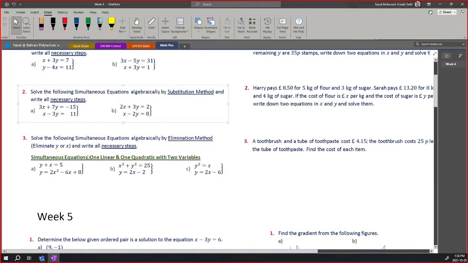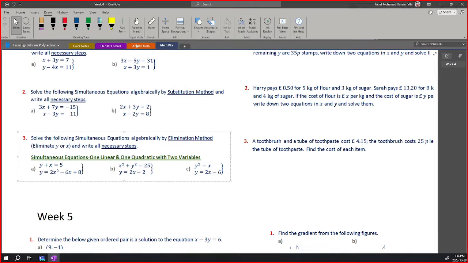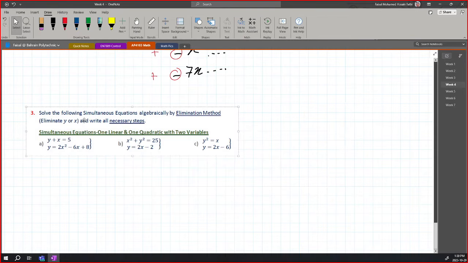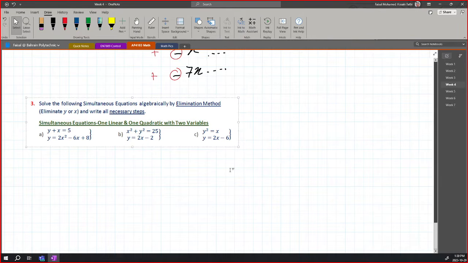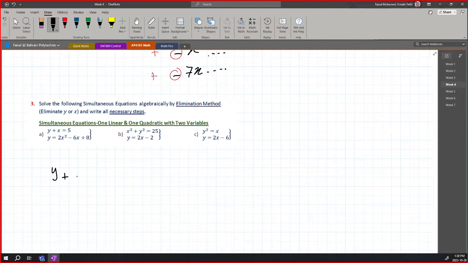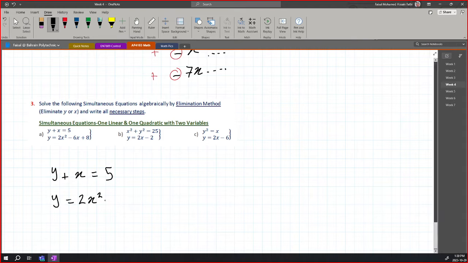Alright, moving on. Here we will do the same exact elimination method that we did, but we have a quadratic equation. I know how people feel towards quadratic equations, but there's nothing complicated, just follow steps. Let's start with the first one: y plus x is equal to 5, and y is equal to 2x squared minus 6x plus 8.